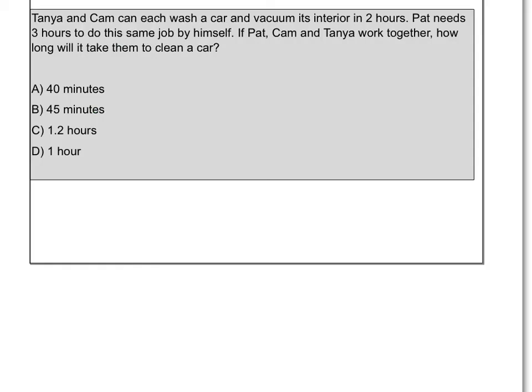All right, let's take a look at another problem. So we have Tanya and Cam who can both take care of a car and a vacuum in 2 hours, okay? So one job in 2 hours and another job in 2 hours. However, Pat needs 3 hours, okay? Now the whole problem is asking how long, if they work together, will it take? So one job in t hours.